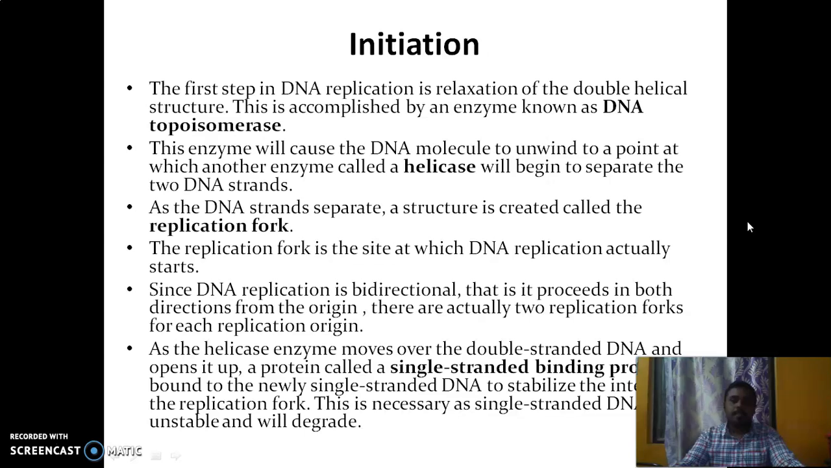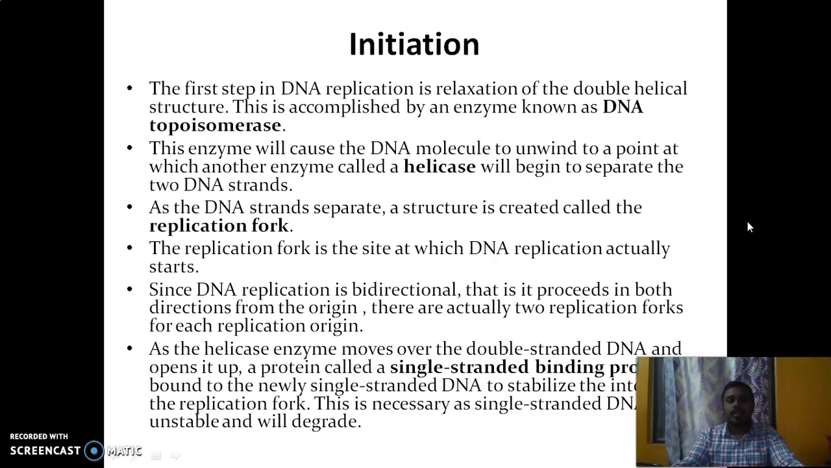The first step in DNA replication is relaxation of the double helical structure of the DNA, and this is done by the DNA topoisomerase, or we call it gyrase. This enzyme will cause the DNA molecule to unwind to a point at which another enzyme called helicase will begin to separate the 2 DNA strands. So both topoisomerase and helicase work together in separation of the double-stranded DNA.